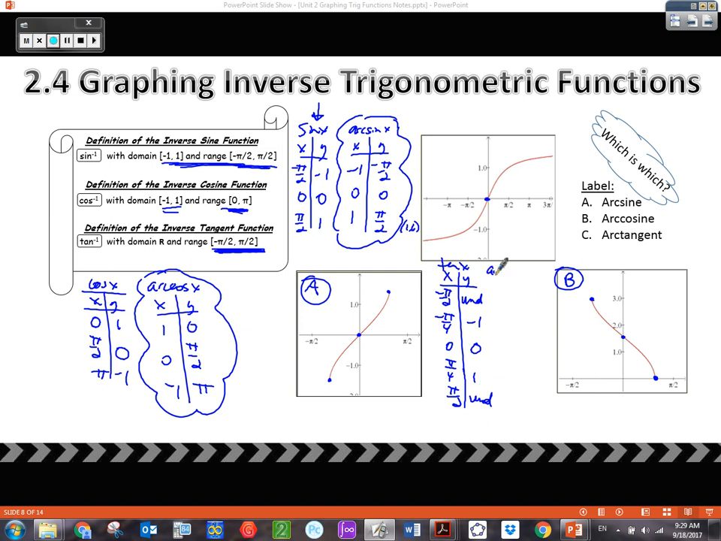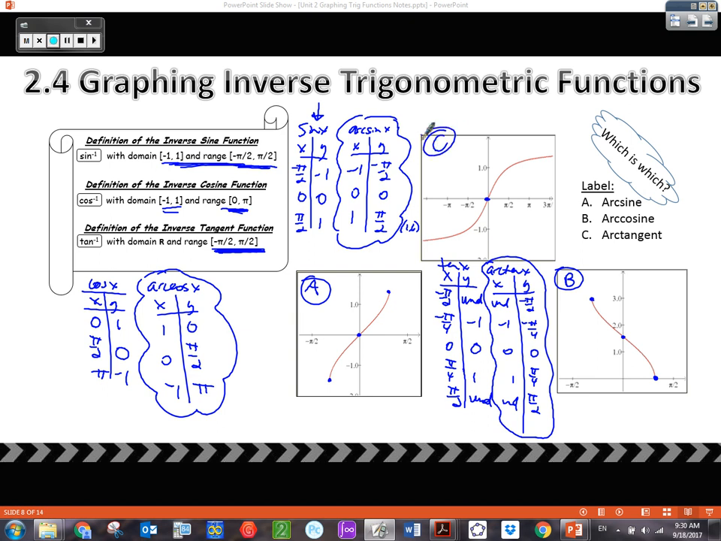So for arctangent, we're just going to take all those values and we're just going to flip them. The x becomes the y, the y becomes the x. So we're just flipping them. And these are the parent points of arctangent. So let's look at its graph. We know this is arctangent.